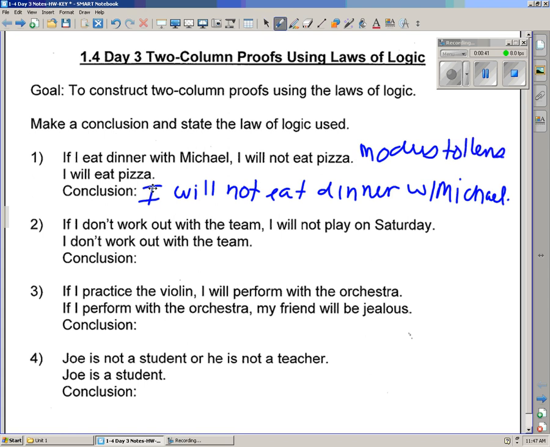Second one, if I don't work out with the team, I will not play on Saturday. I don't work out with the team. So the conclusion is I will not play on Saturday. Law of logic used here should be detachment.